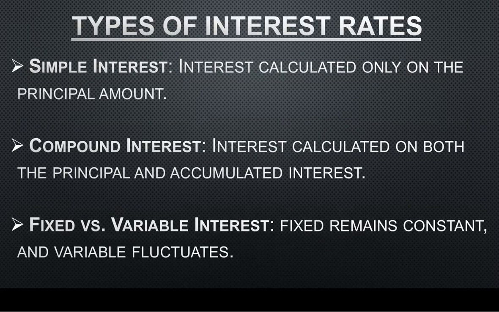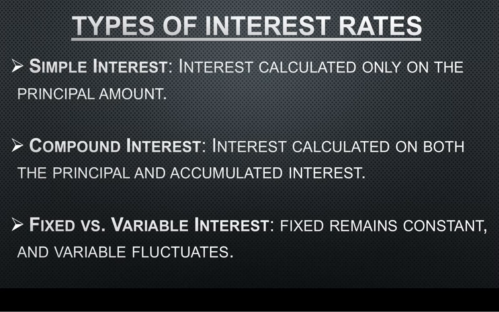Now, the types of interest rate that you can come across. The common one is the simple interest. This interest is calculated only on the principal amount. Then there is the compound interest, where the interest is calculated on both the principal and the accumulated interest over time. Later you will come to know what they mean by this.